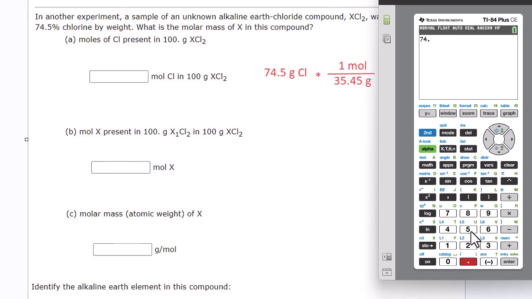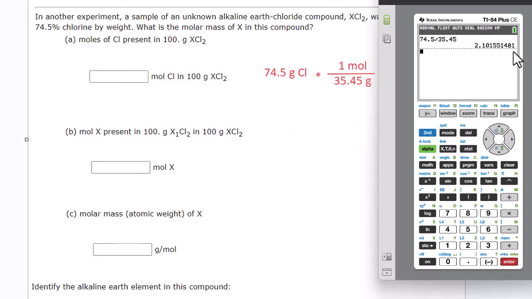74.5 divided by our 35.45. Double check that. That's the correct division. We'll enter, and there we get our moles. Now, don't be blindly using a calculator. Think about it a bit. You say, okay, I've got about 70 divided by 30. It's going to be in the area of 2, and there we are. We have that actual value.